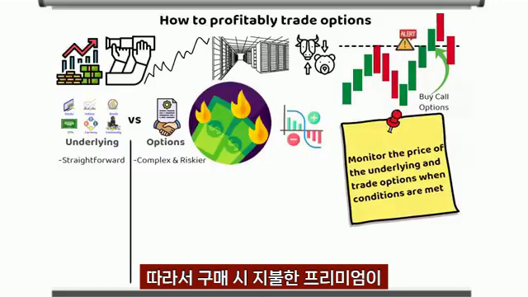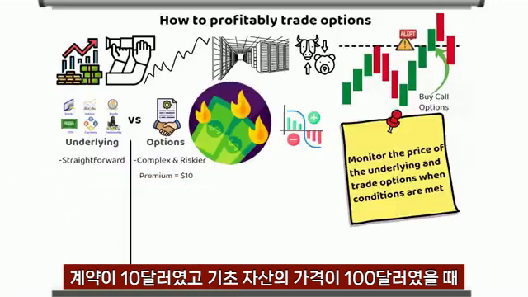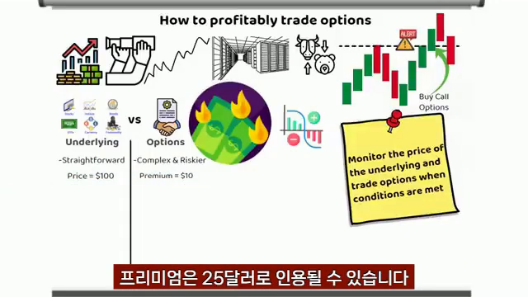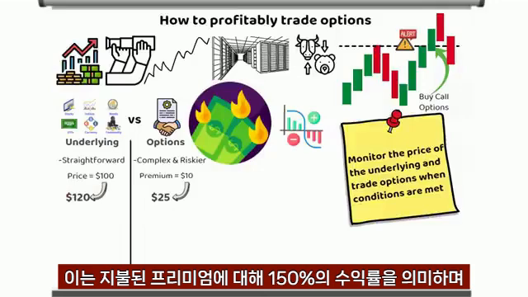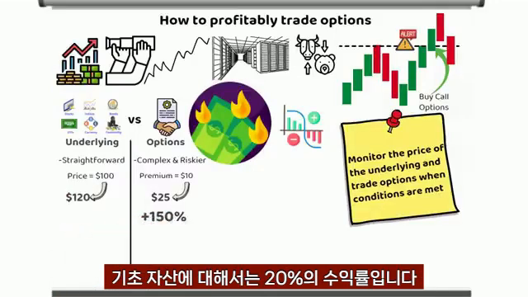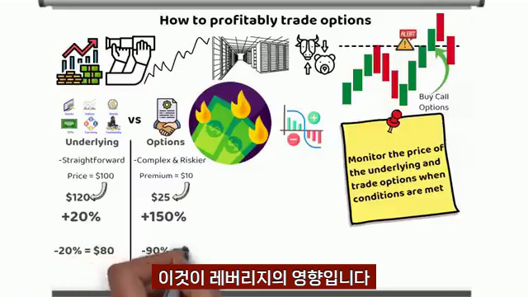So, if the premium you paid at the time of buying the contract was $10, when the price of underlying was $100, the premium could be quoted at $25 if the price moves by 20% to $120. That's a 150% return on the premium paid, versus a 20% return on the underlying asset. On the other hand, if the underlying price goes down by 20%, the premium can see a 90% decline. This is the impact of leverage.